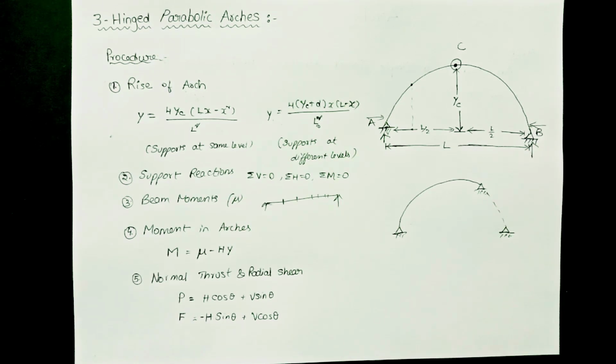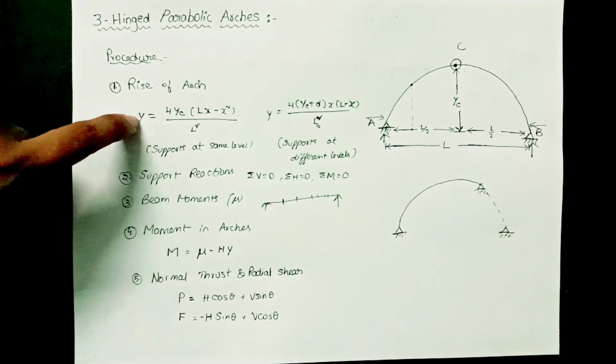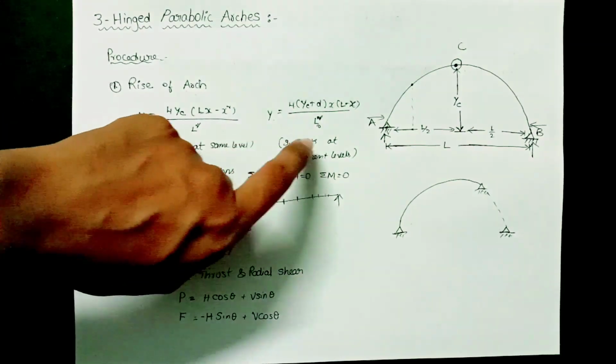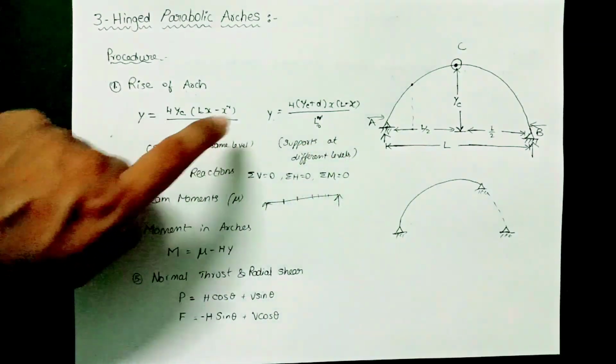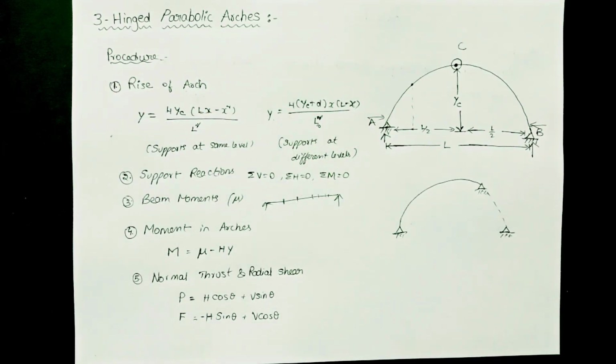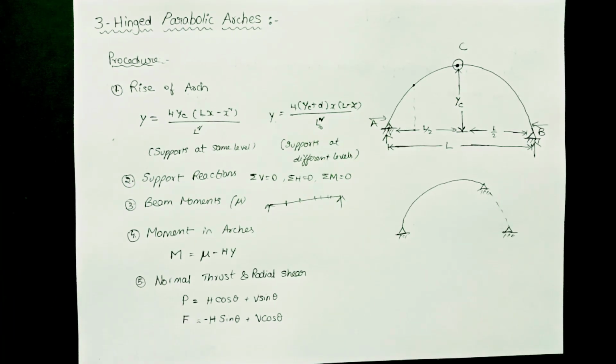The main difference is the rise of arch formula when the supports are at the same level and when the supports are at different levels. If you are able to remember these two formulas, then you can calculate the support reactions and beam moments very easily. These two derivations are explained in the previous videos.